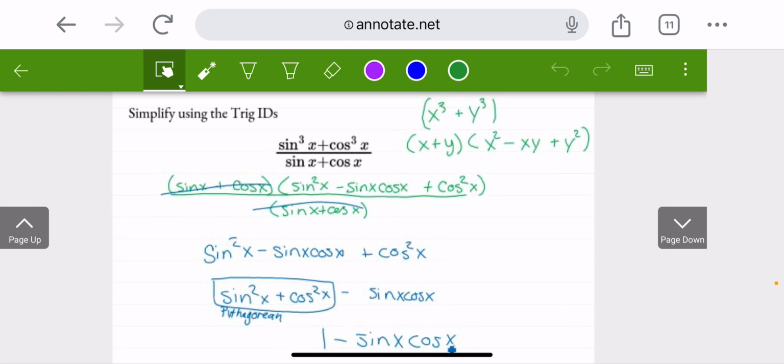And since it's only in sines and cosines, I don't have any more denominators. I don't have anything I can simplify or change in there. That's your answer.